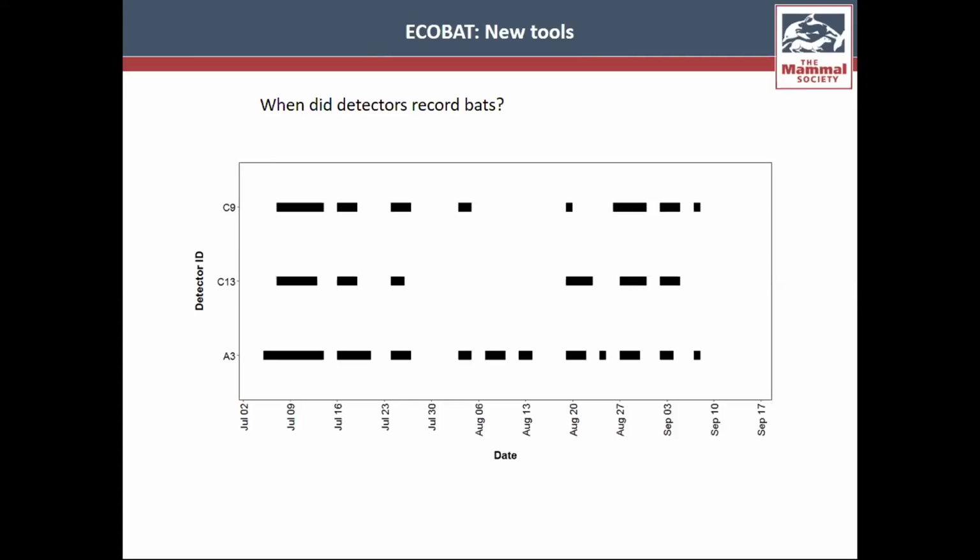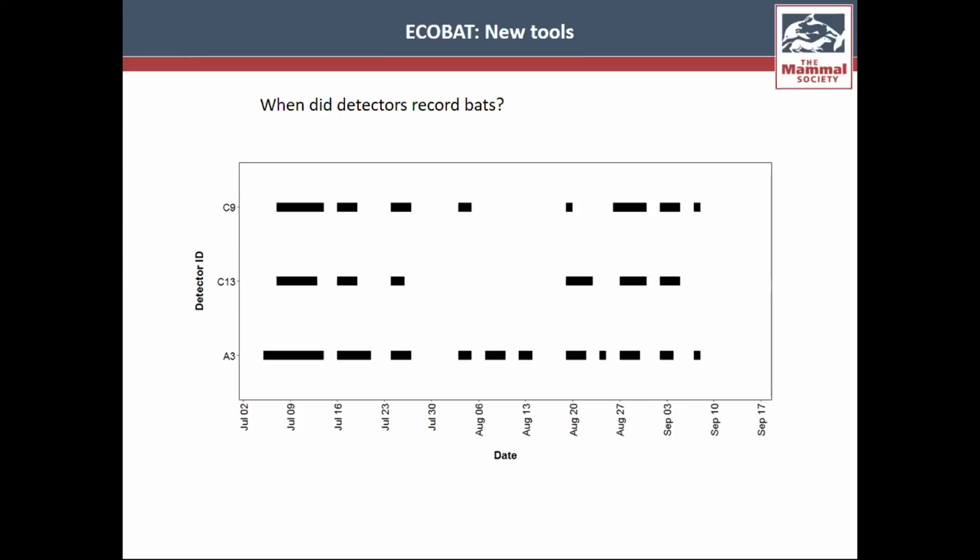So some of the outputs we've got is basically now when you upload your sound file data, what you do is you put in all your analysed records. So the sort of CSV file that comes out when you finish your Kaleidoscope analysis or whatever you've done, where each pass is labelled to species and it has a timestamp associated with it and a date stamp. You upload that, and these are the sorts of outputs you can get.